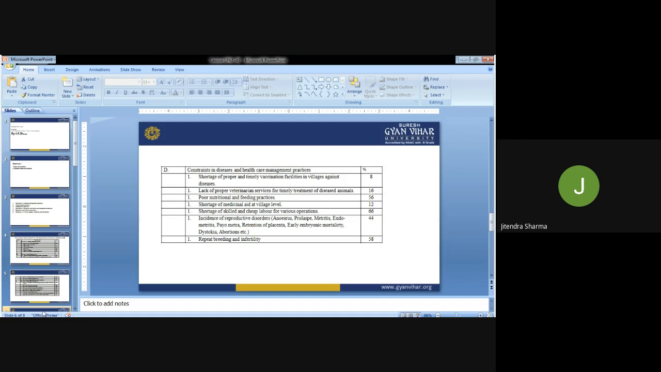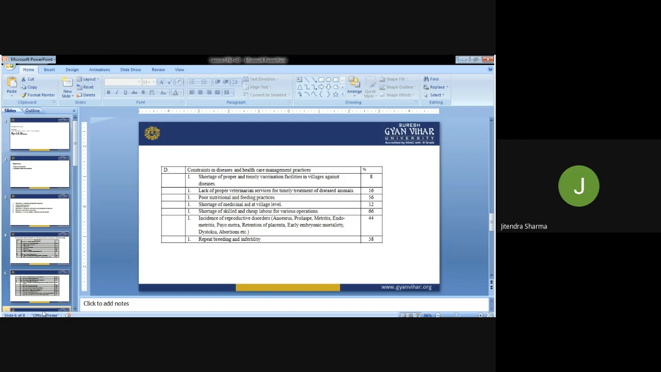Shortage of skilled and cheap labor in various operations. 66% of dairy owners have registered their complaint that availability of skilled labor is a very big issue for them, because mostly the farmers milk their animals manually. If they have any problem with the regular milker, they are not able to find a suitable person to milk the animal. So that issue is being raised by dairy owners in a huge amount.